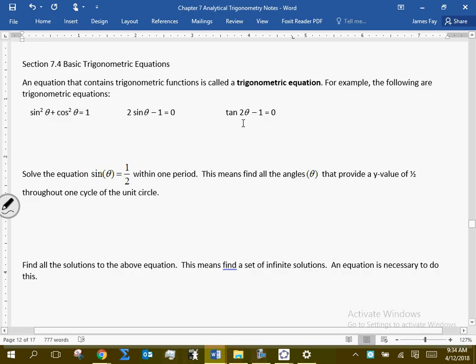And then, you know, tangent 2 theta minus 1 equals 0. Okay, another trigonometric equation. This is, remember, that's an identity. This thing here is what we call a conditional equation. Okay, because it's only true on the condition.